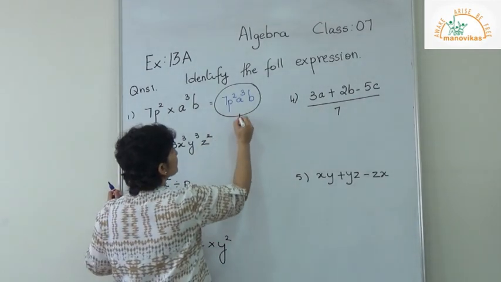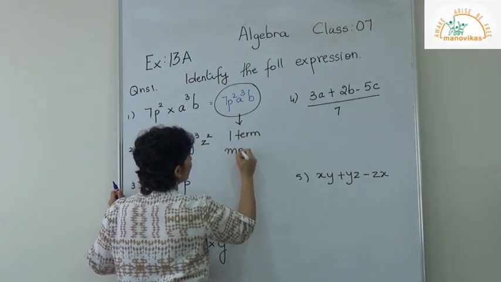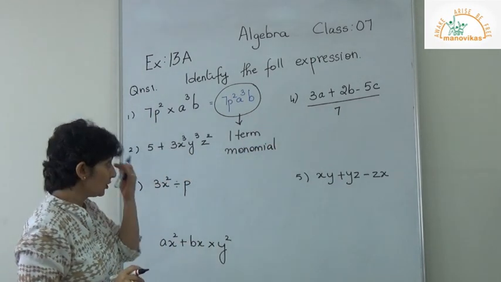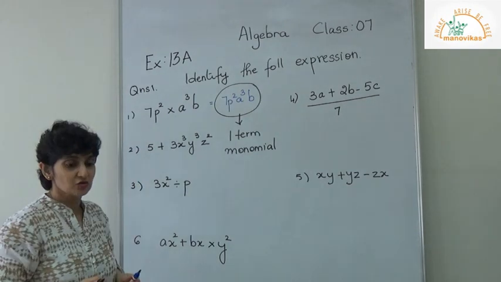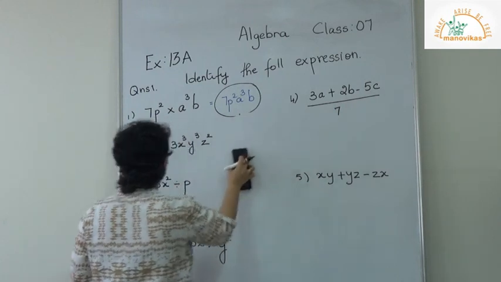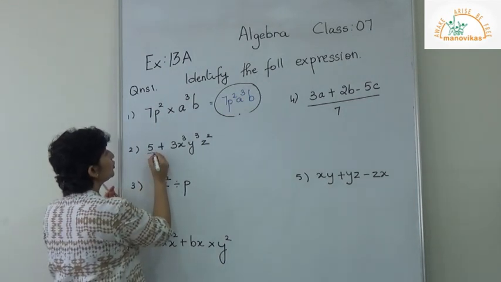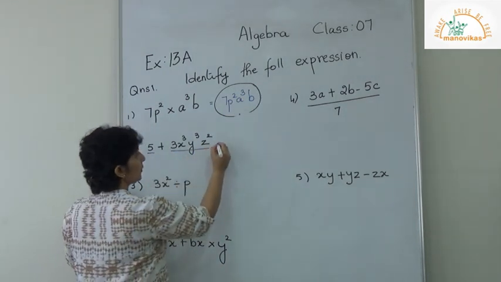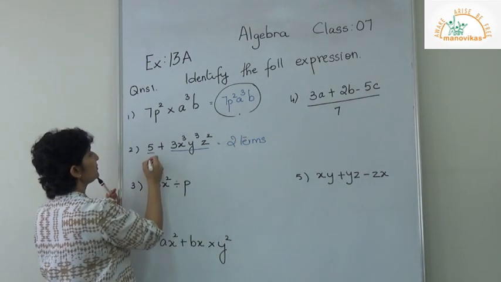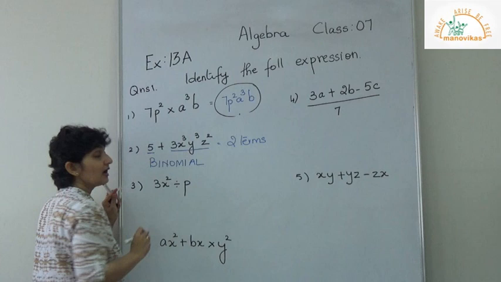Did you understand? This is just one term. So this is a monomial. Did you get it? Have you understood? Alright, now let's move on to the second sum. Now in the second sum, if you see, I have a plus. So there are two terms here. Alright, there are two terms here. So this becomes a binomial. Have you all understood?